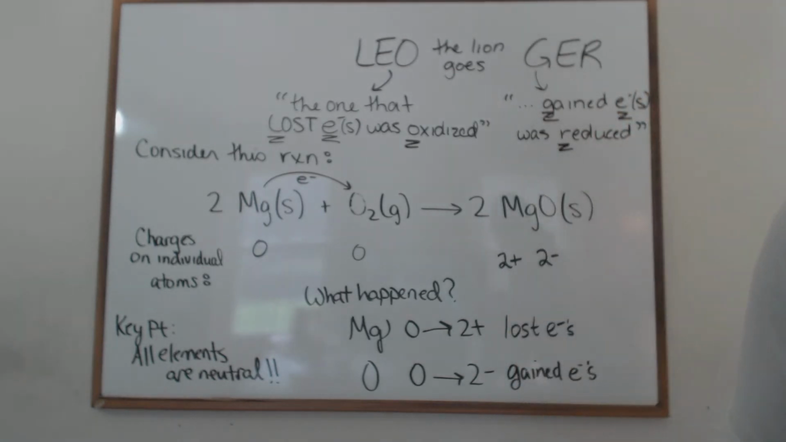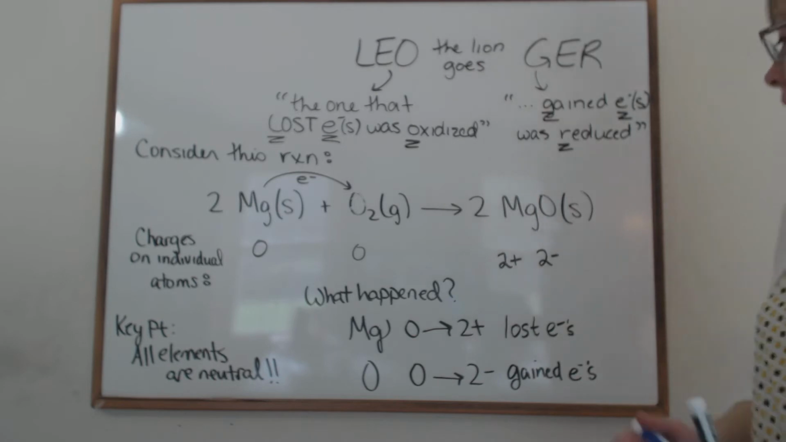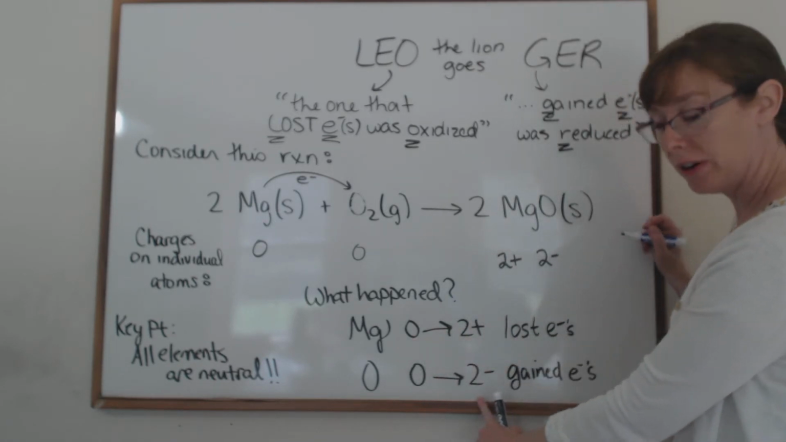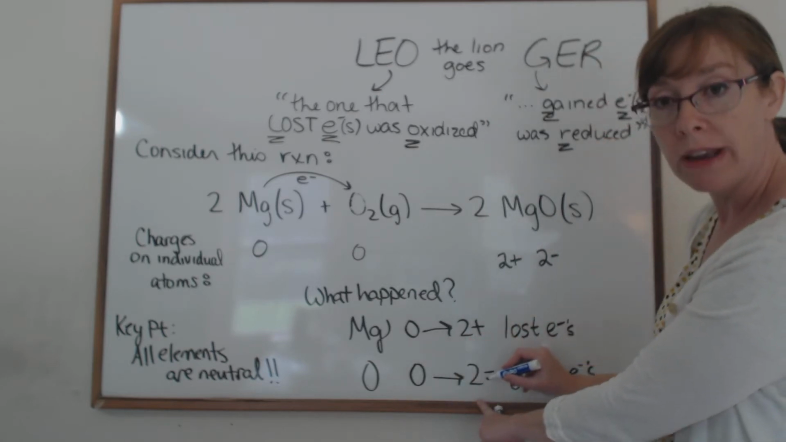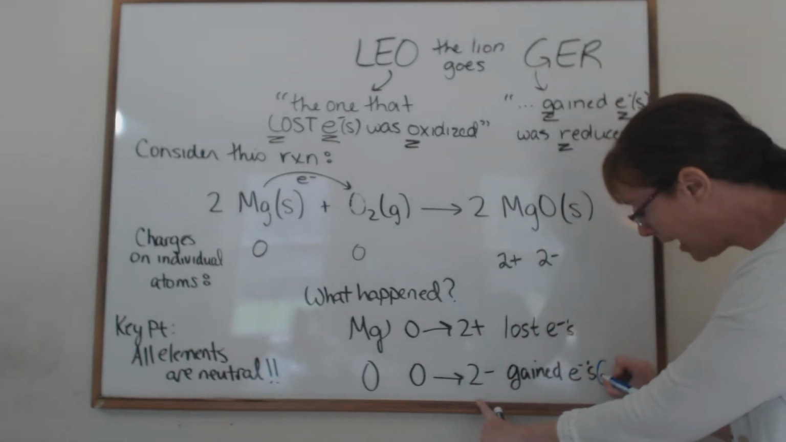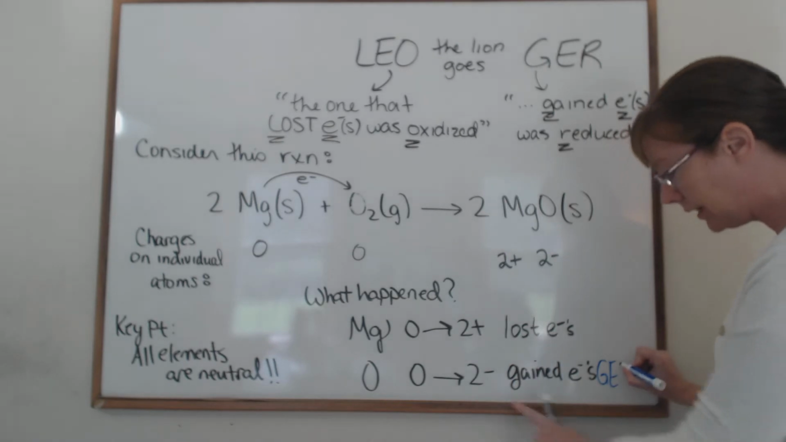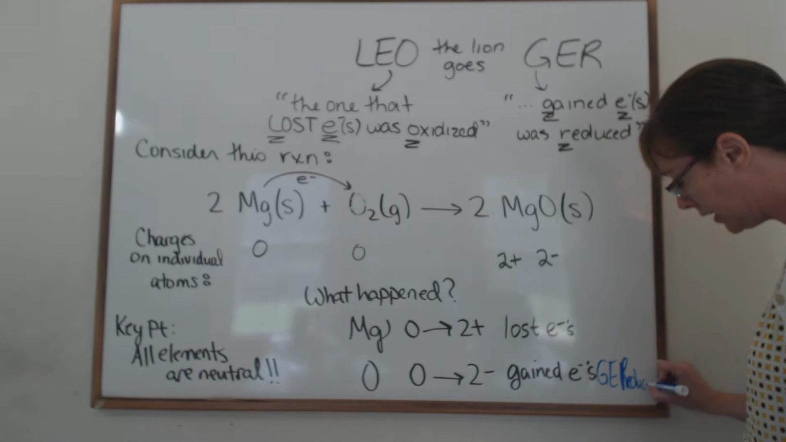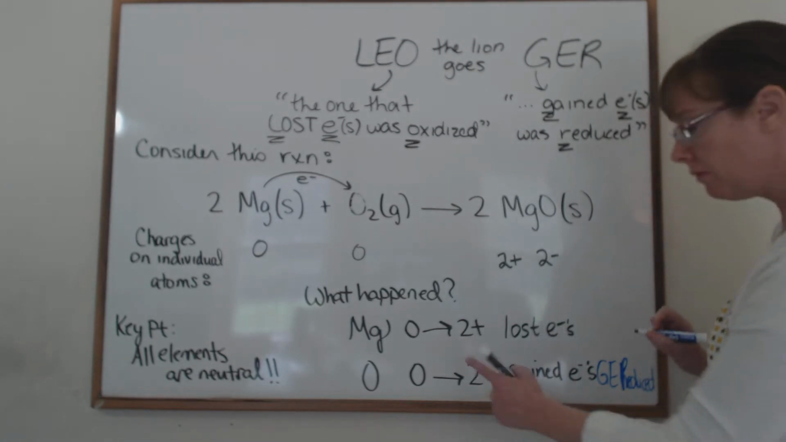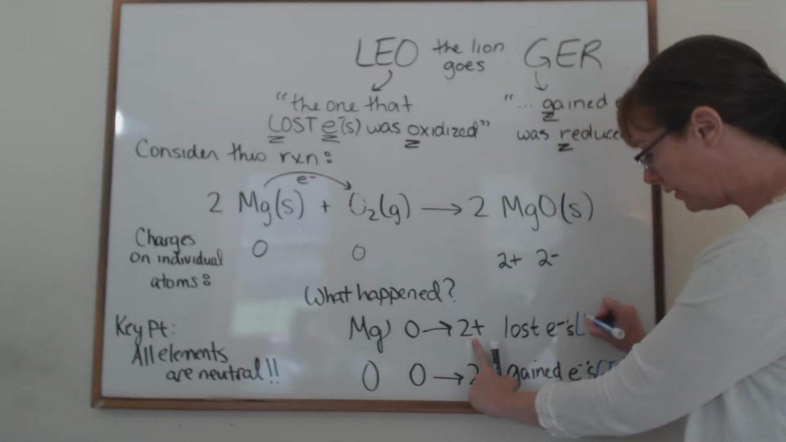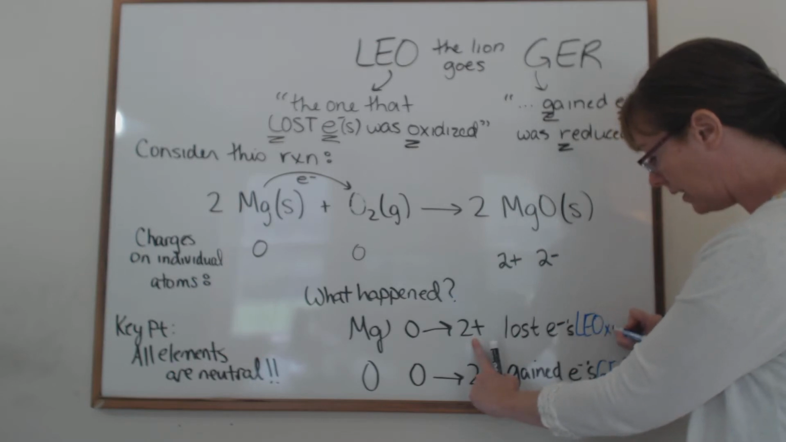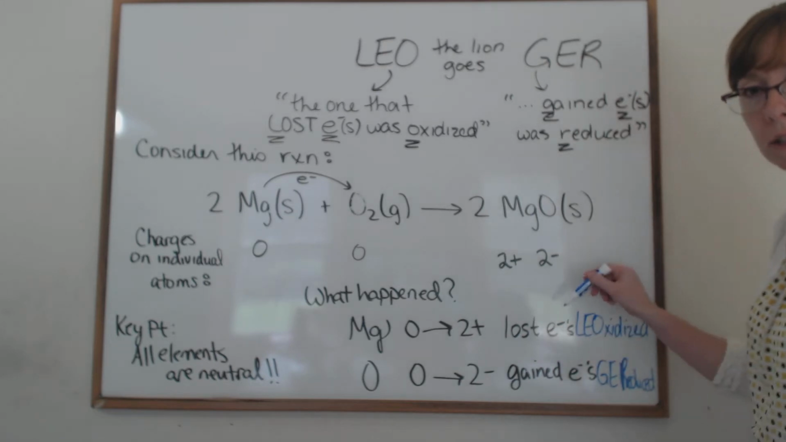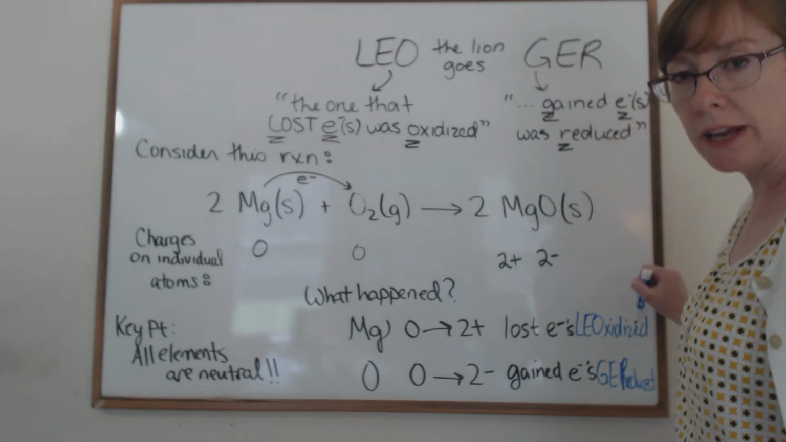So what I usually do is this. When I look at the charges, I usually go for the GER first. I see whatever one got more negative, and I just say the one that gained electrons, because he clearly gained electrons if he got more negative, was reduced. And I just write GER reduced. And the one that lost electrons was oxidized. Obviously, you get to a point where you can do this in your head, but until you're trained at it a little bit more, just write it down.